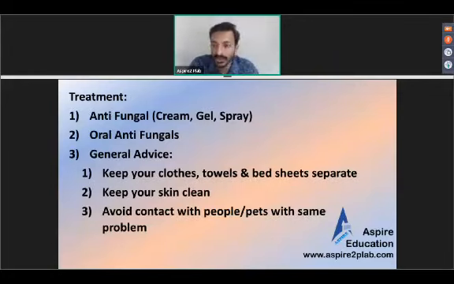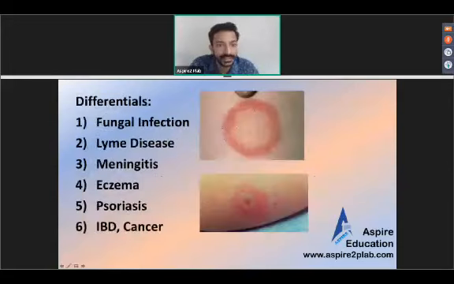Make sure you know what kind of lesion you'll get in the exam. This is the lesion that they are giving in the exam. This one is fungal infection. This is Lyme disease with central redness. This is a bullseye. Fine. Let's go to the next station.